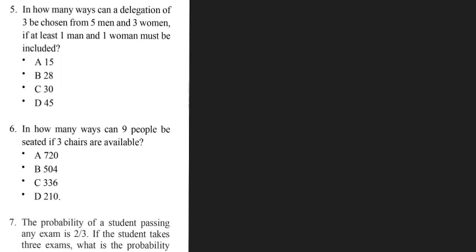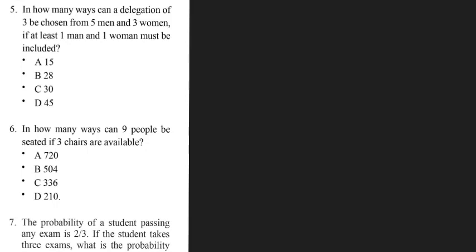Alright, question 5 says, in how many ways can a delegation of 3 be chosen from 5 men and 3 women if at least 1 man and 1 woman must be included? So now in this case, we have to look for all the possibilities that we will get in order to make a delegation of 3, and in that delegation there must be at least 1 woman and 1 man.